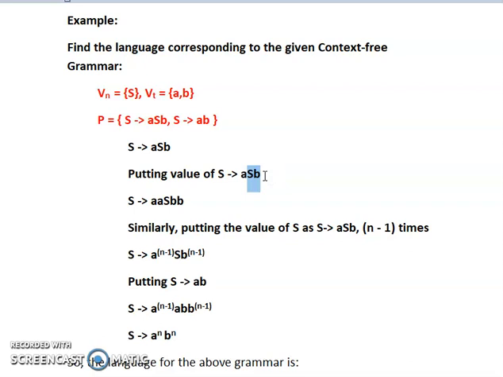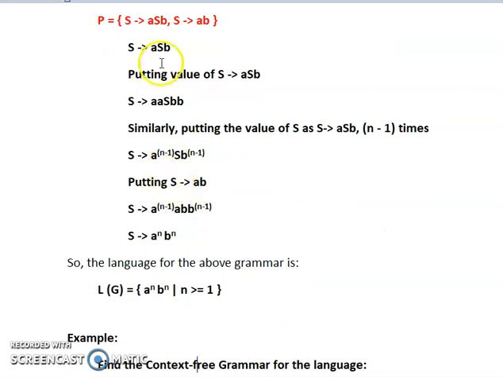Similarly, if we replace the value of S by ASB n minus 1 times, we will find that our rule becomes S tends to A to the power n minus 1, S, B to the power n minus 1. Now S here is a variable again, but A and B are constants.